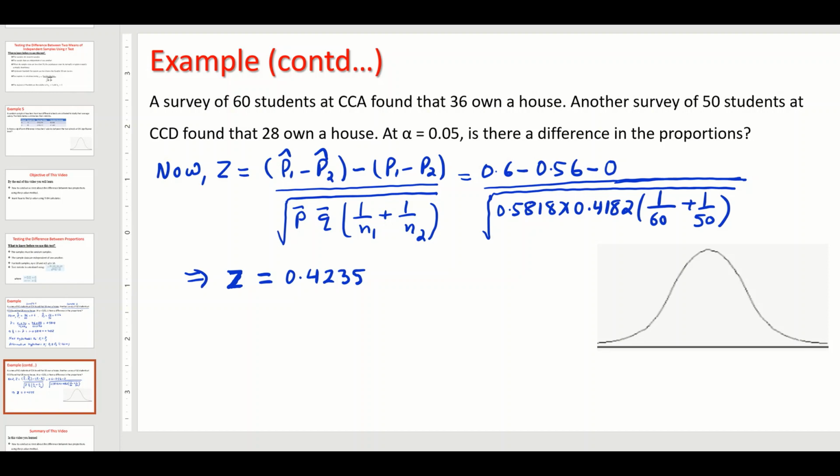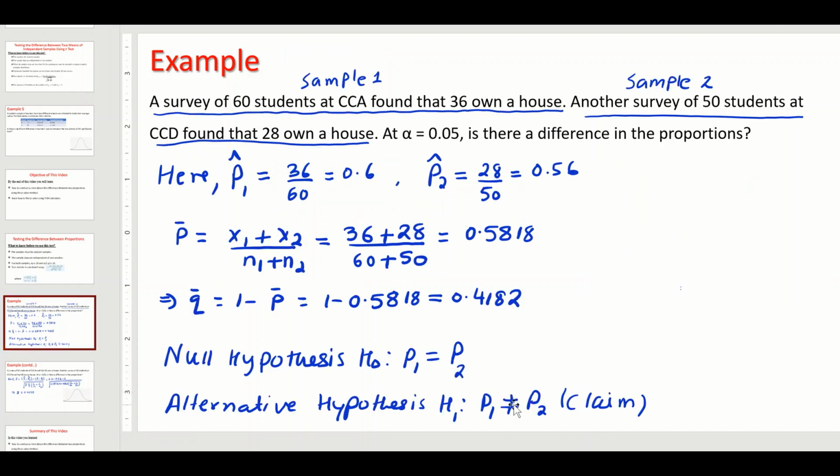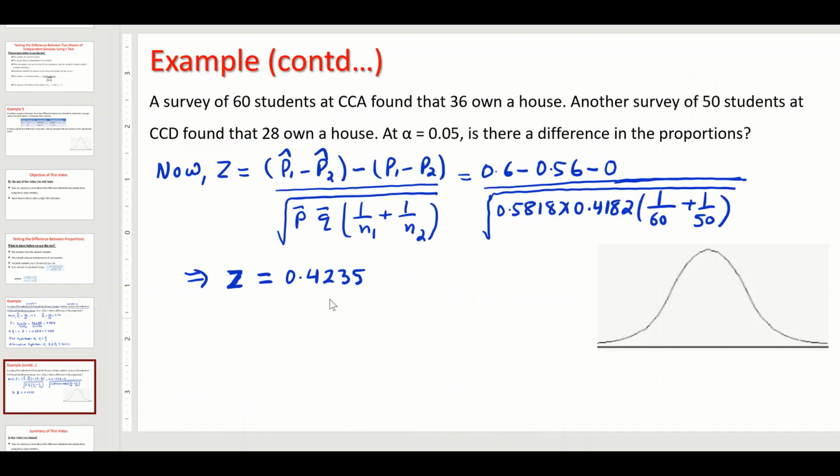Now what we are going to do is, as we are using the p-value method, we need to draw the rejection region over here. And if you look at the alternative hypothesis, it contains a not equal to sign. Meaning, this is a two-tail test. And the Z value is 0.42, pretty close to 0. So a Z value of 0.42 should be here.